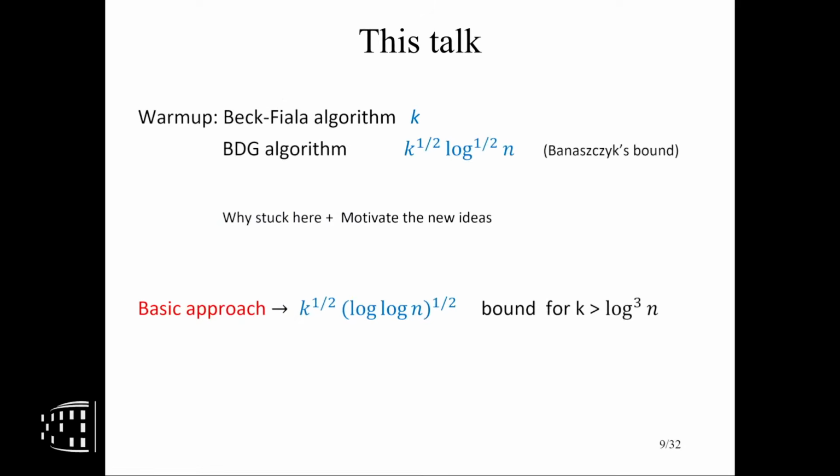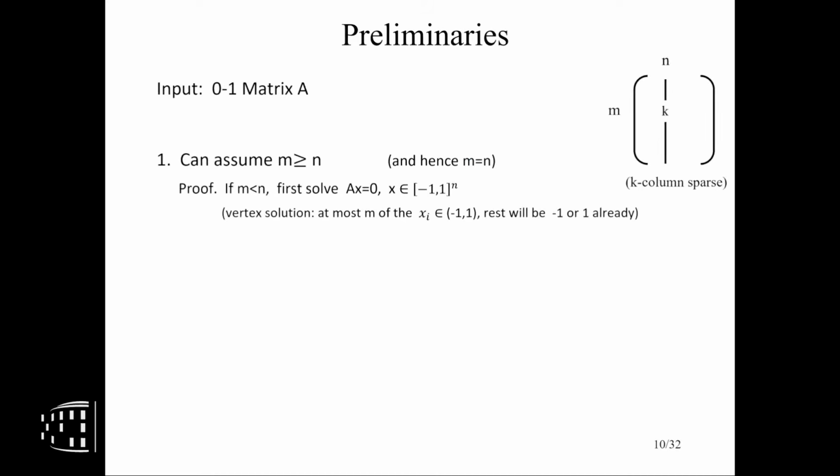My goal in this talk is to give you a general flavor of the previous techniques. I think the ideas in these are very clean, so I'll give you the main idea, and then we'll see why we are stuck, and then motivate the new ideas. And I'll give you a sketch of the special case for Beck-Fiala when k is bigger than log cubed, how you can improve this root log to a log log. So that's the plan. And how much time do I have? Okay, perfect. Thanks.